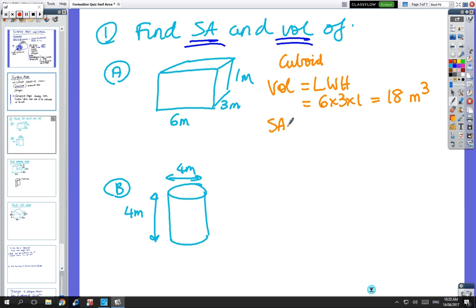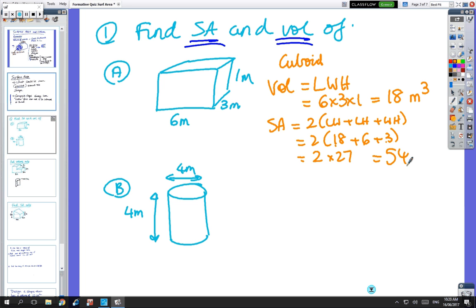Surface area, we've got 2 lots of LW plus LH plus WH. So we've got 2 lots of 6 3s are 18, 6 1s are 6, 3 1s are 3, 18, 24, 27, 2 times 27. So the answer is 54, and it's area, so the units are square units.